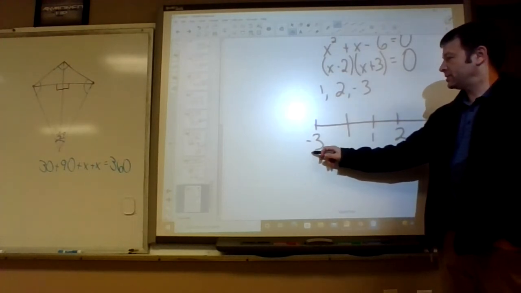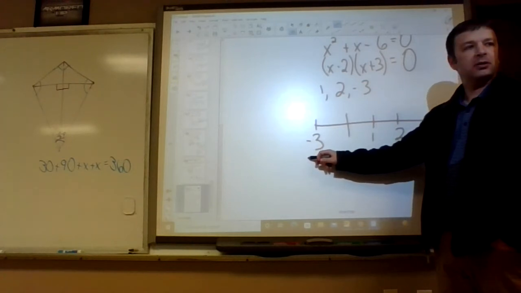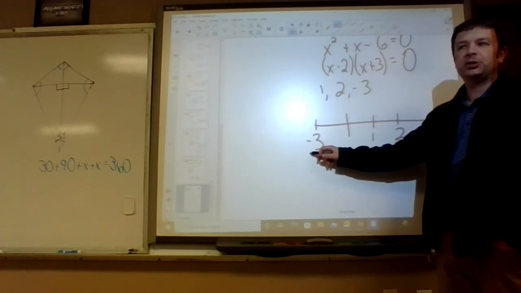Three. What shape is the graph going to take? It's cubic, right? It's cubic, so what shape?